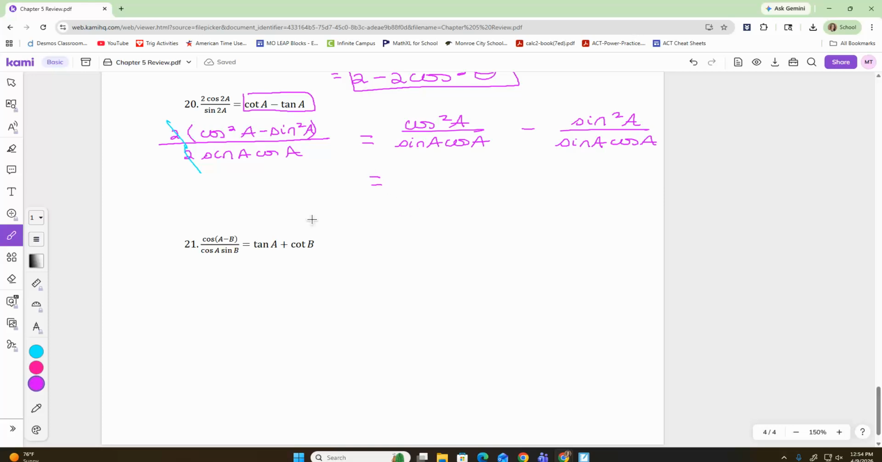If I do that, what reduces in the first fraction? Take a cosine off top and bottom. What about the second one? So we have a cosine over sine minus a sine over cosine. But cosine over sine is tangent A, and sine over cosine.